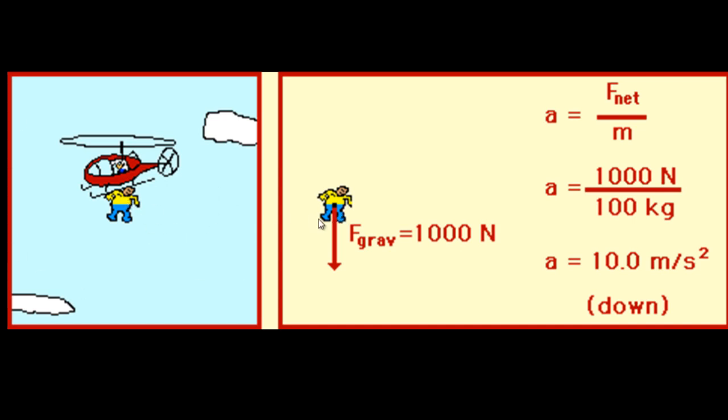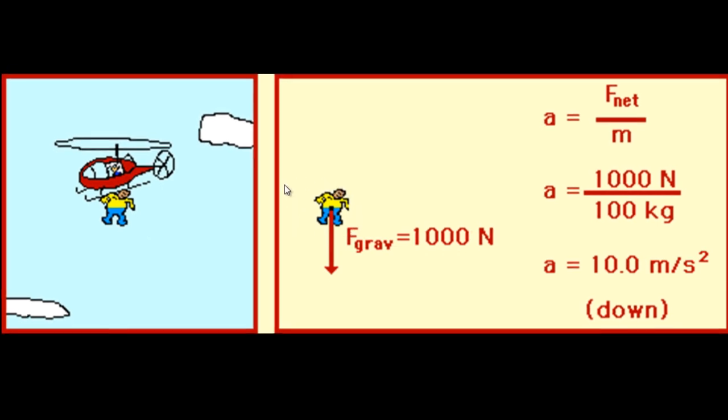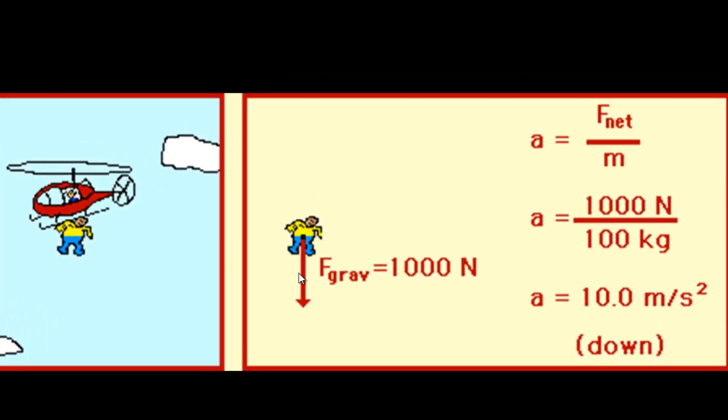If we just isolate the person jumping out, they have no velocity to begin with, so they're not plowing through any air molecules. All of their weight is acting downward, and so the force of gravity is going to be their mass multiplied by 10 meters per second squared. So we get 1,000 newtons is what we're saying this person weighs. There's no upward force counteracting it. It's an unbalanced force, so the object's going to accelerate.